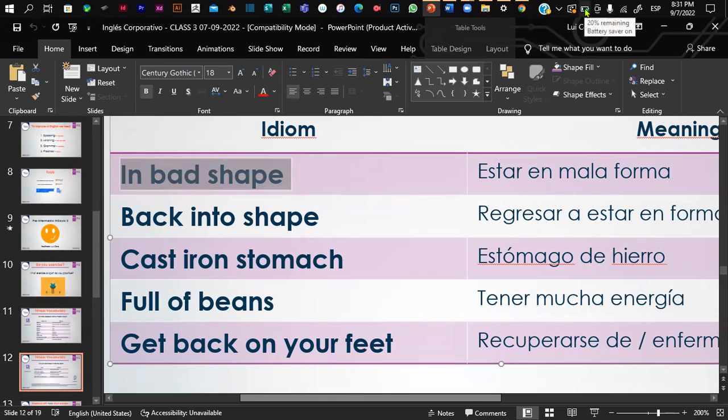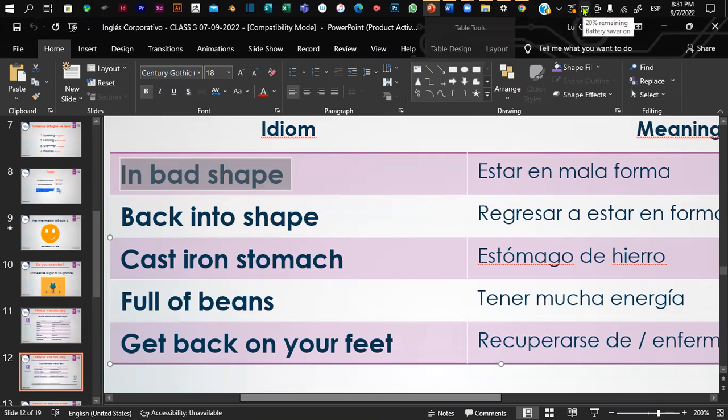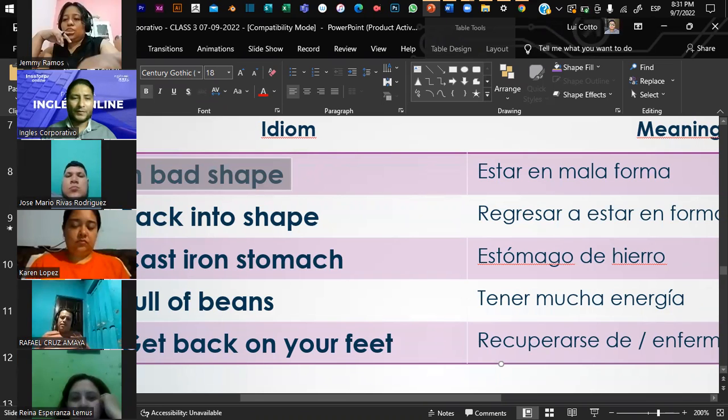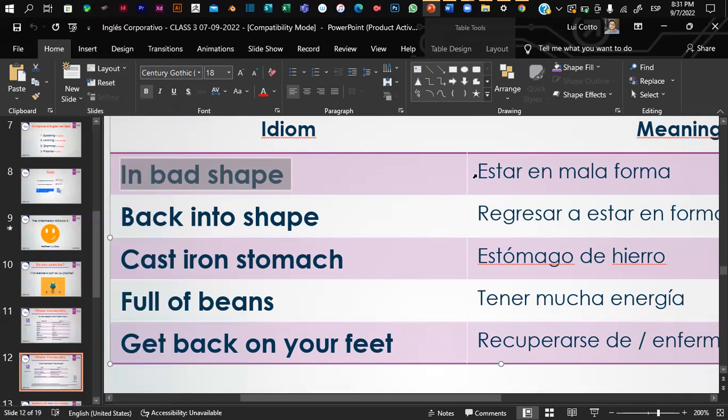in bad shape. Okay, what is that? What is in bad shape? Estar en mala forma. Okay. Are you in bad shape? Are you? Yes, teacher. Oh, you should not be in bad shape. Okay, great. So that is an idiom, an expression in English to say something in a different way. Not the normal way. Okay. The next one is?